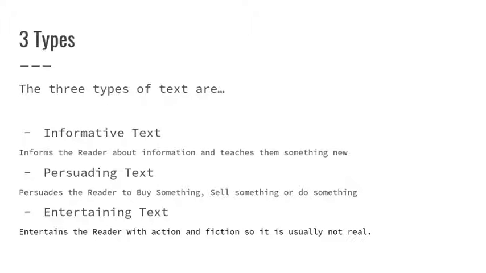Okay, so the 3 types of text are the informative text, which informs the reader about information and teaches them something new. Persuading text, which persuades the reader to buy something, sell something, or do something. And lastly, entertaining text, which entertains the reader with action and fiction, which means that it's usually not real.